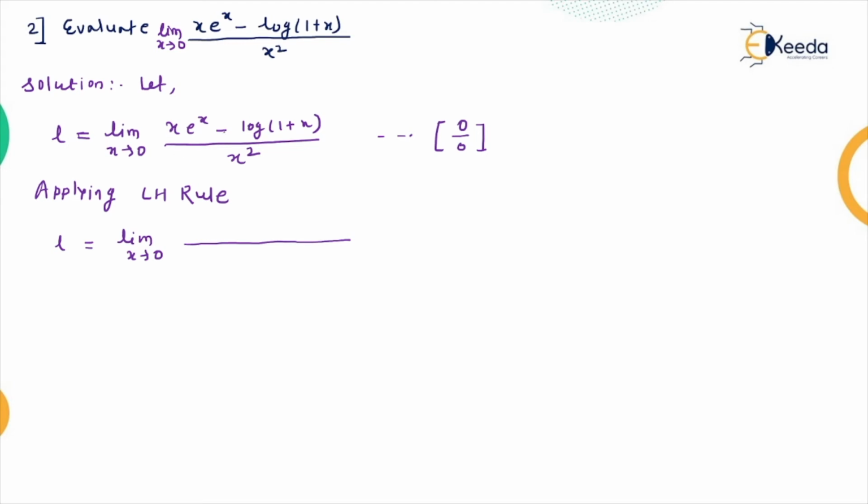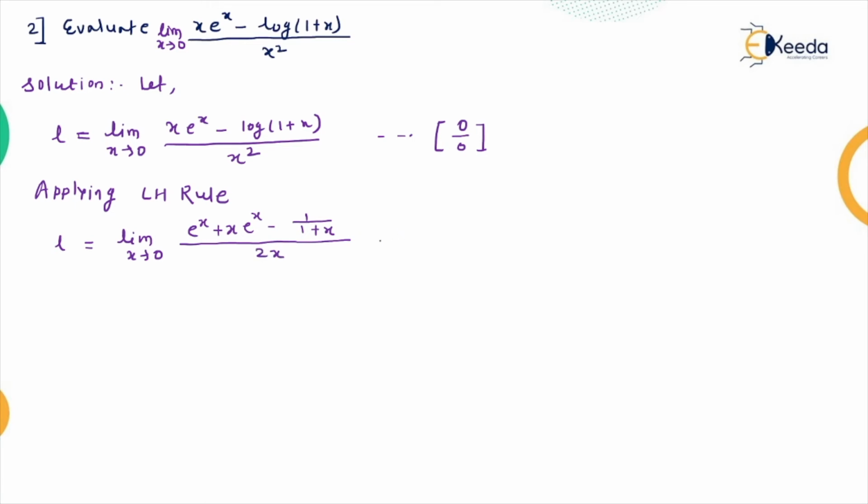So the first one is x into e to the power x. This can be done by using the product rule of derivative. So I am writing e to the power x as it is, and the derivative of x is 1, plus the next term, x into the derivative of e to the power x, as it is, e to the power x. Now this will be minus, that is log of 1 plus x, derivative. It can be written as 1 upon 1 plus x, and the derivative of 1 plus x is again 1, and divided by the denominator derivative, means x square derivative, that becomes 2x.